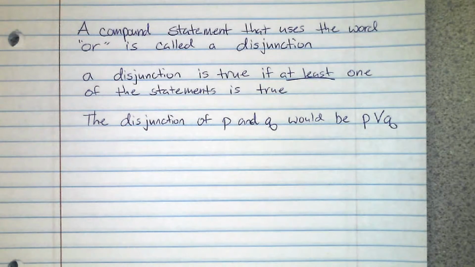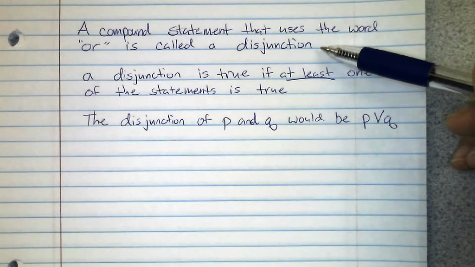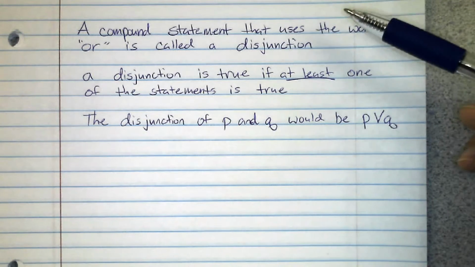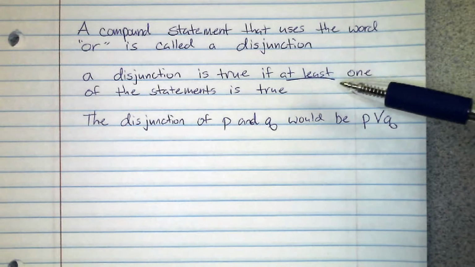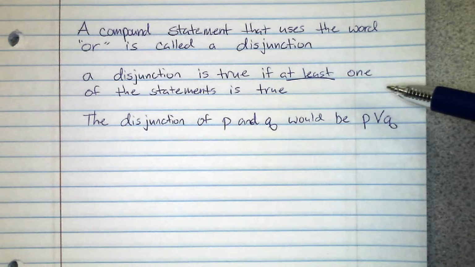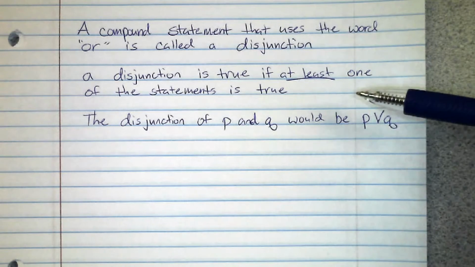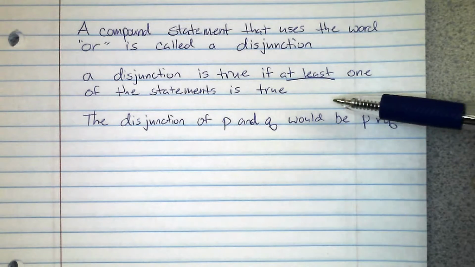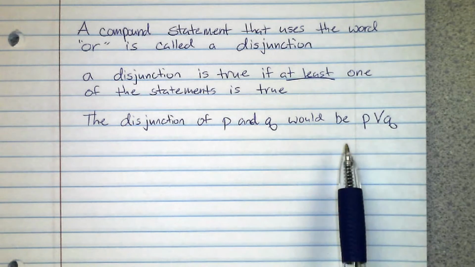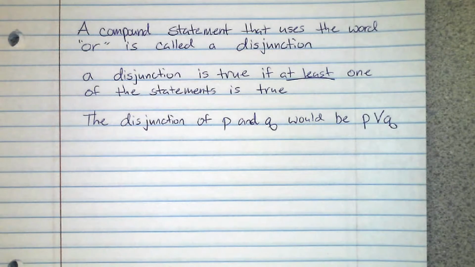Okay, the next thing we have to review is when a compound statement uses the word or, it's called a disjunction. So what we went over before, when it used the word and, it's a conjunction, and or is a disjunction. And a disjunction is true if at least one of the statements is true. So for example, if I say I am alive or dead, one of those statements is true, so the disjunction would be true. And the disjunction of P and Q would look like this. That's the notation. So it's the same symbol upside down.